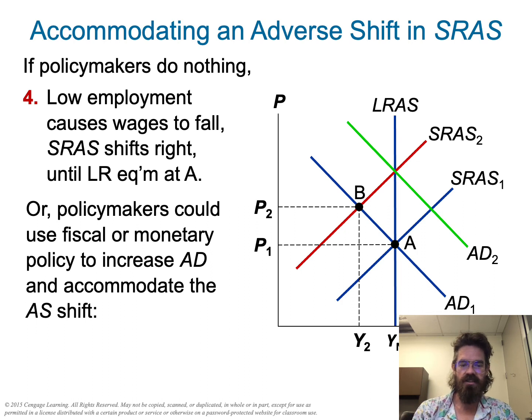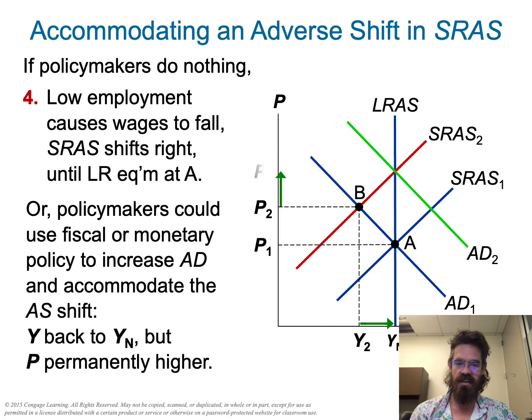But it's also possible that the government or the central bank could step in and do something, by using either fiscal or monetary policy to shift aggregate demand to the right instead of short-run aggregate supply. Now, this would get us back to long-run equilibrium, but it would lead to some inflation as well. So there's kind of a trade-off here. It might get us back to long-run equilibrium faster, but we're going to have higher prices.